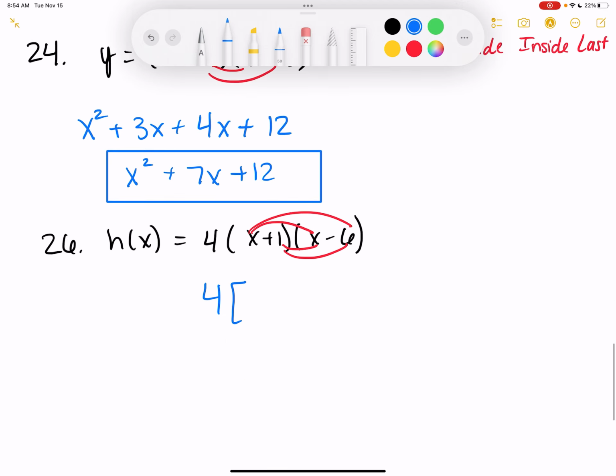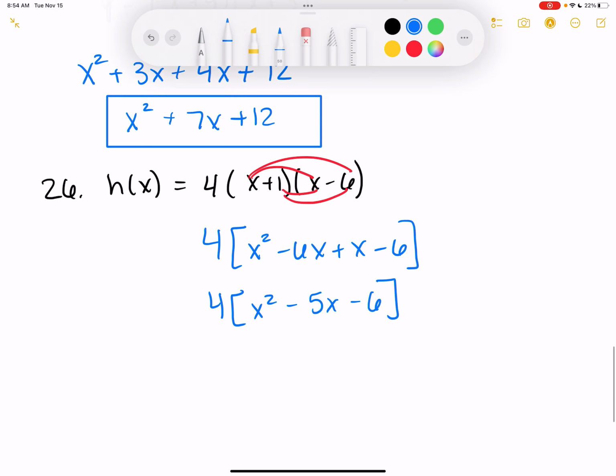So x times x is x squared. Outside, x times negative 6 is negative 6x. Then inside, 1 times x is just plus x. Then the last one's 1 times negative 6 is negative 6. So then I can combine the like terms inside. So 4 times x squared minus 5x minus 6. And then we just multiply the 4 all the way through. So 4x squared minus 20x minus 24.